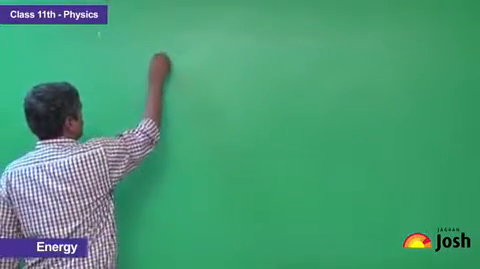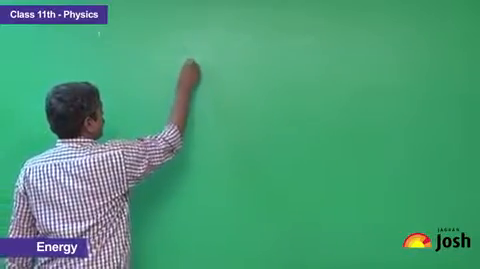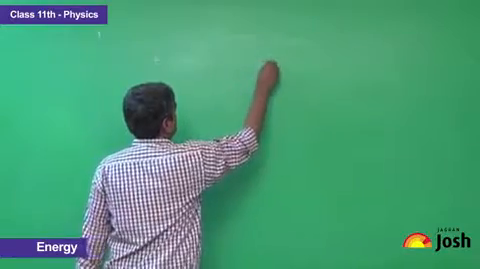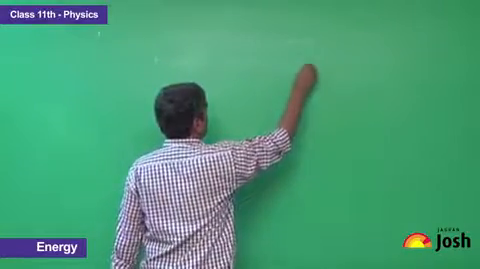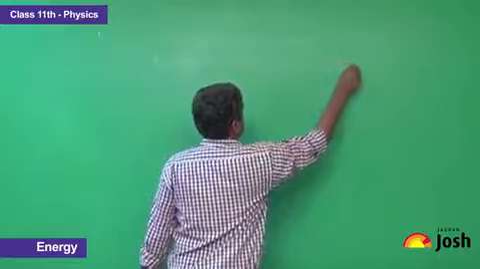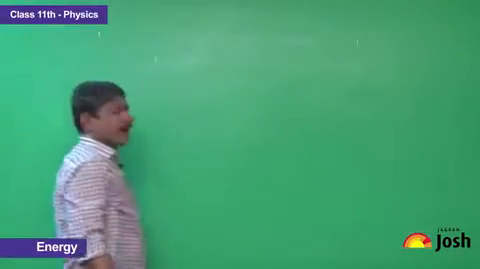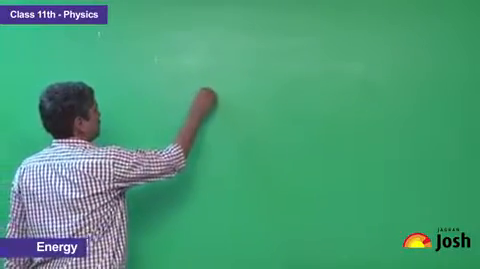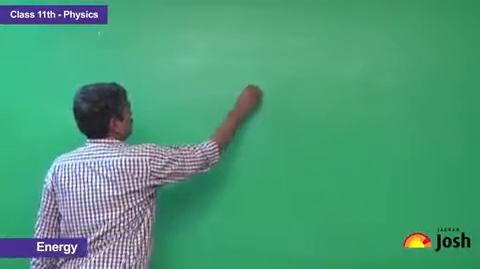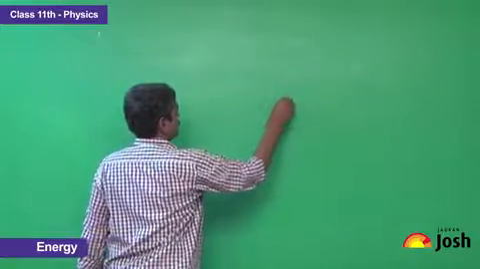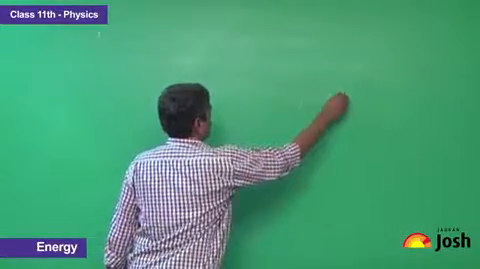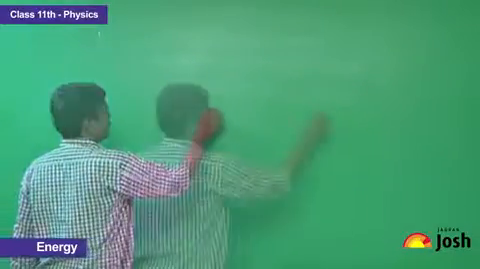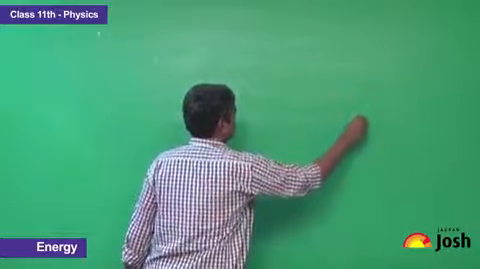Energy. We can define the energy as capacity to do work. Capacity to do work is called energy. Now we study about the two types of energy. One, kinetic energy. You can write it as KE. The other one is the potential energy. You will write it as PE.